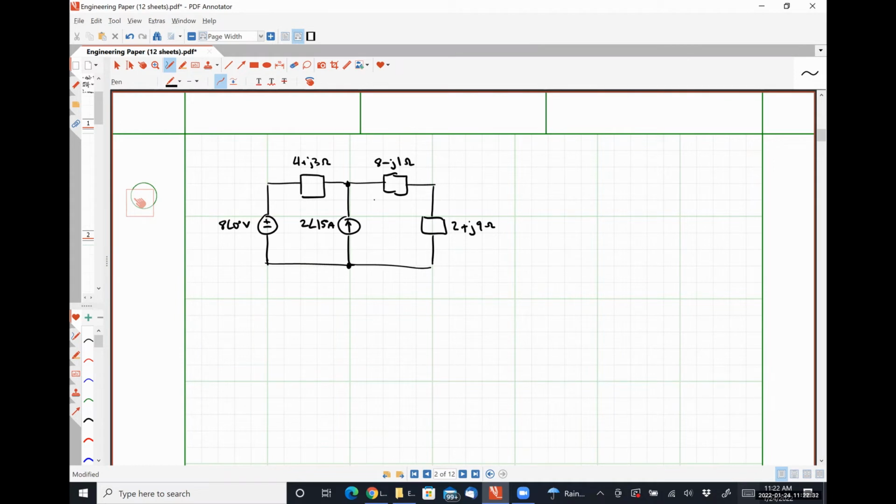And our ultimate goal is to find this voltage, which I'm going to call Vx. And just to keep things interesting, let's not do any source transformations, because we absolutely could.